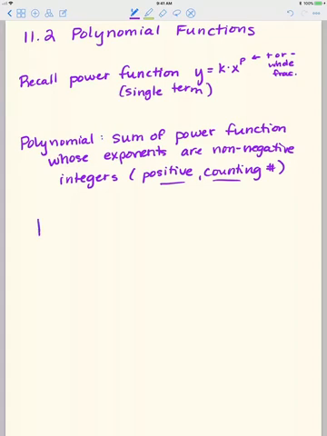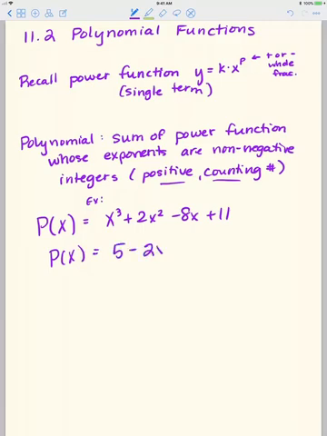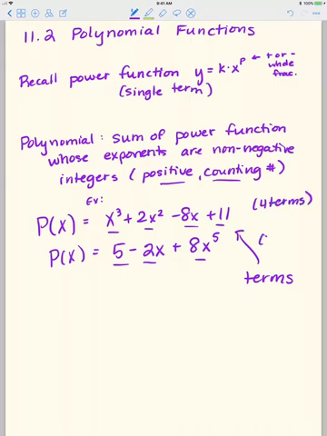So some examples are, x cubed plus 2x squared minus 8x plus 11. Or maybe it'll be the polynomial 5 minus 2x plus 8x to the 5th. So all of those different power functions that are being added together, those are called terms. Okay, so like the top one has 4 terms. The second example has 3 terms, and it's just how many of those power functions get added together.